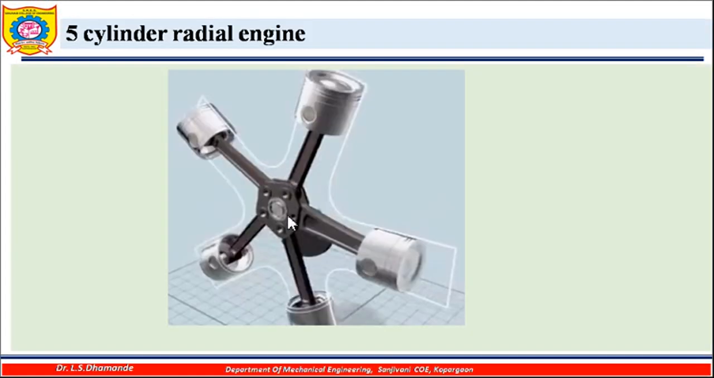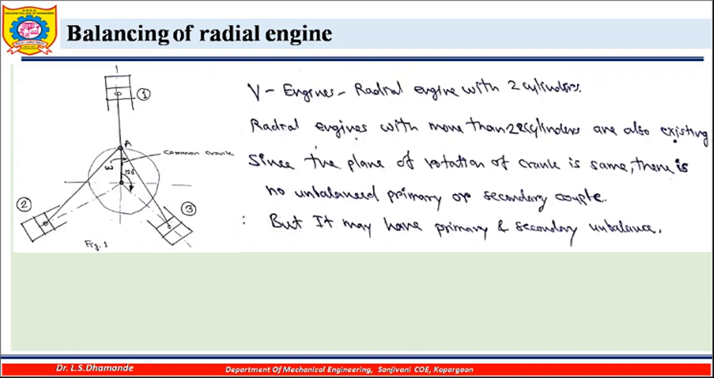Radial engine means the different cylinders of that engine are mounted on the same shaft radially. So let us see now how we can analyze this kind of radial engine. Actually V engines, which you have seen in the previous class, are also radial engines with two cylinders. So the graphical method that we are going to solve here, we can apply to V engines also.